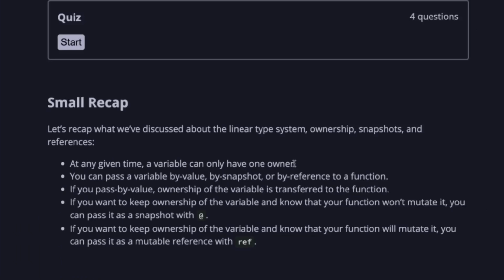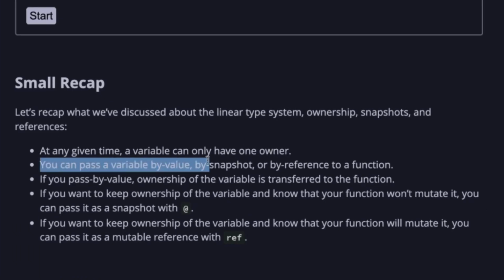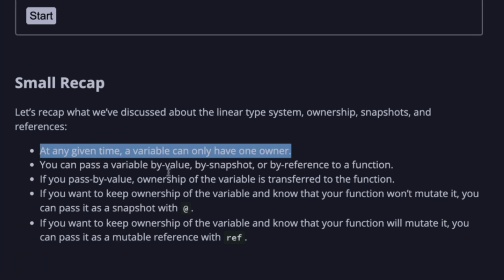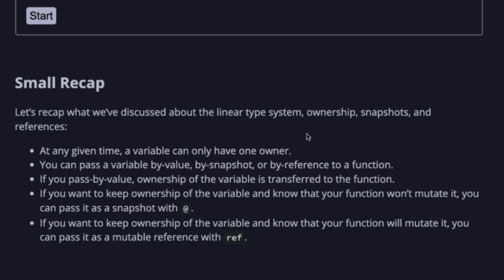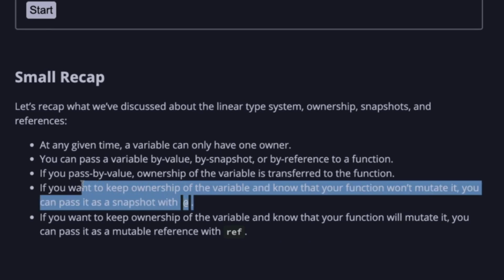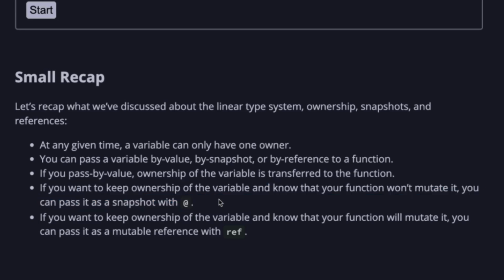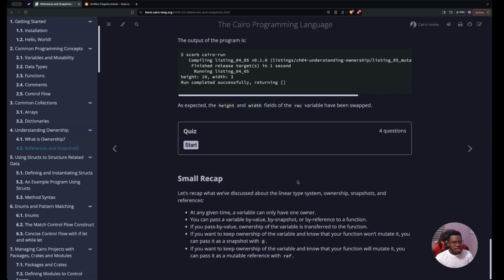So the recap: at any given time, a variable can only have one owner. You can pass a variable by value, by snapshot, or by reference. Those are the three ways you can pass a variable. If you pass by value, the ownership of the variable is transferred to the function. If you want to keep ownership of the variable and know that your function won't mutate it, then you can pass it in as a snapshot. But if you want to mutate it and still keep ownership, then you have to pass it in as a reference. All right, so I guess we did justice to understanding ownership.